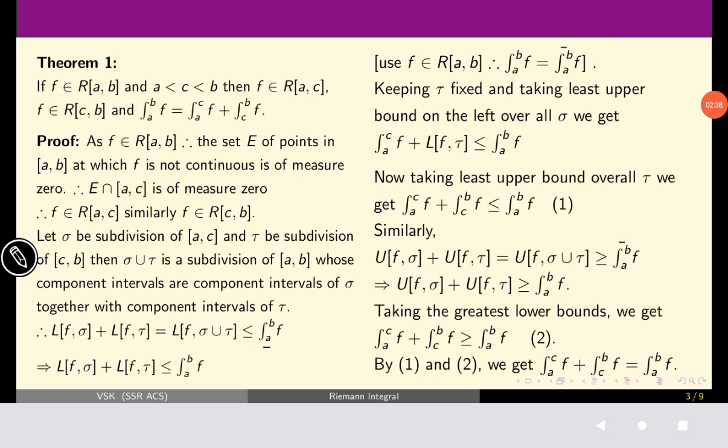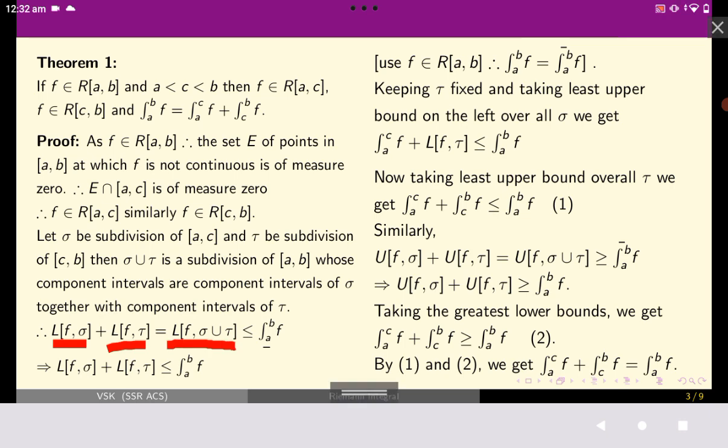Because of this, the lower sum of f over sigma plus the lower sum of f with respect to tau will be the lower sum of f with respect to sigma union tau, and the lower sum is always less than or equal to the lower integral, that we know. But f is Riemann integrable, so these two will be equal. So here we obtain that the lower sum of f with respect to sigma plus the lower sum with respect to tau is less than or equal to the integral from a to b of f.